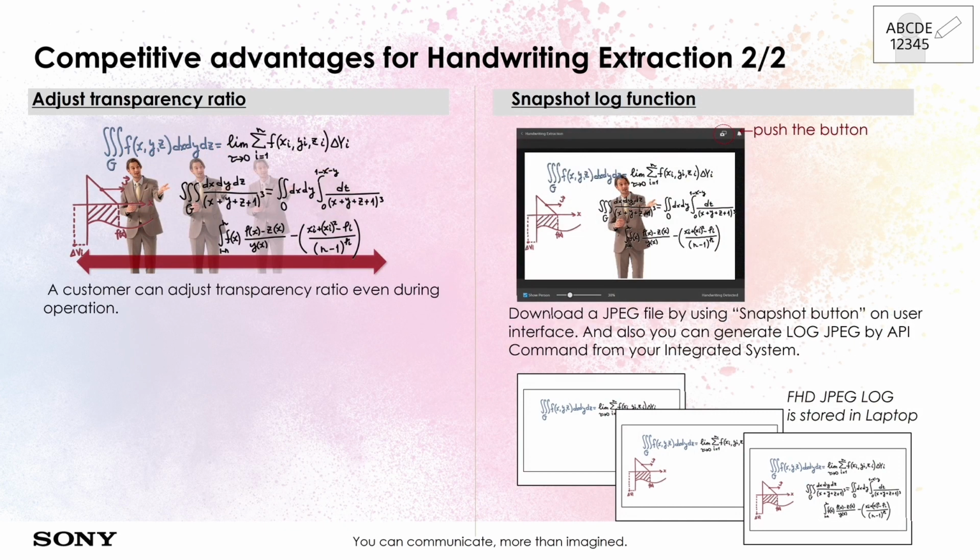The other features are we can adjust the transparency ratio. If we set 0% transparency of extracted images, the speaker can hide behind the images completely. And also, during the presentation, we can store the extracted image as snapshot.